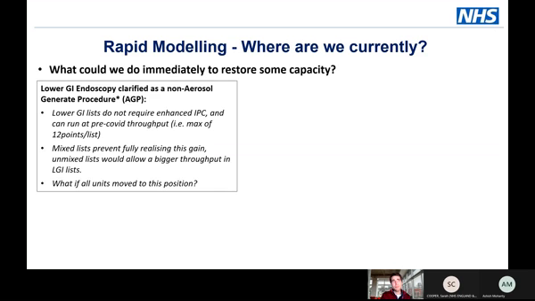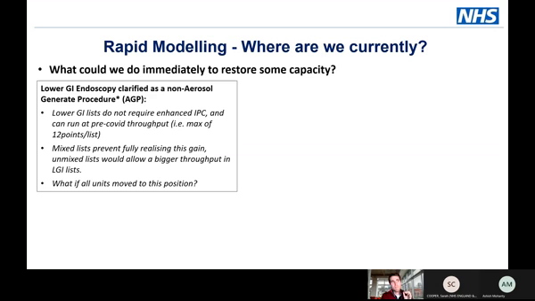Some people will be familiar with this that happened, that at a time during the late spring, early summer, lower GI was clarified as a non-aerosol generating procedure, which is very important because it means that you can have a less enhanced IPC process for those procedures. So if you are able to run a lower GI list without that enhanced IPC, it means you can theoretically increase your throughput, arguably to a maximum of 12 points per list, but I'll caveat that in a minute.